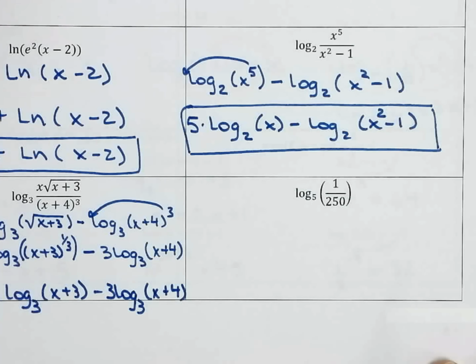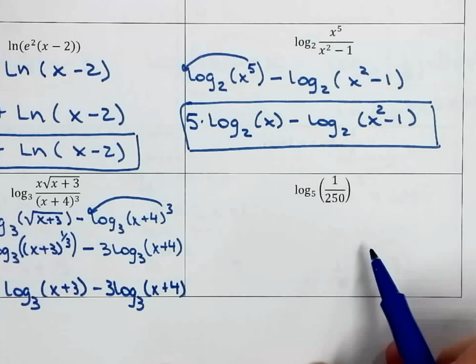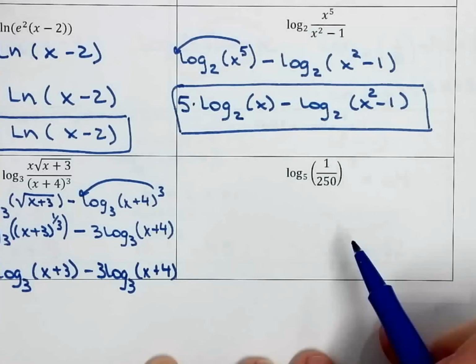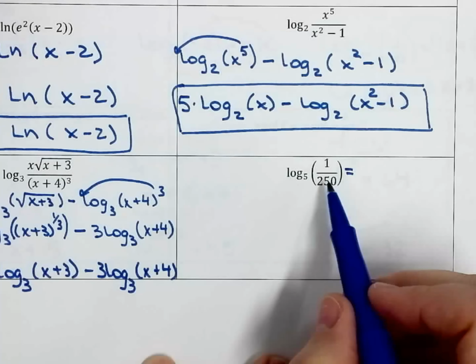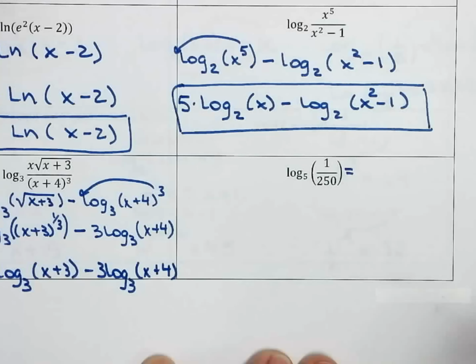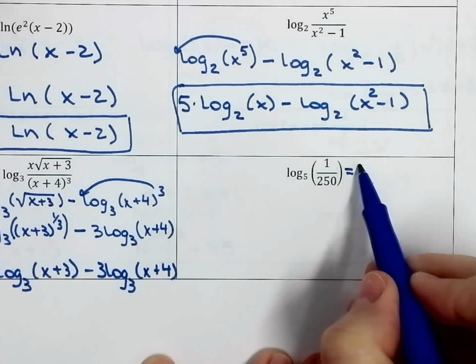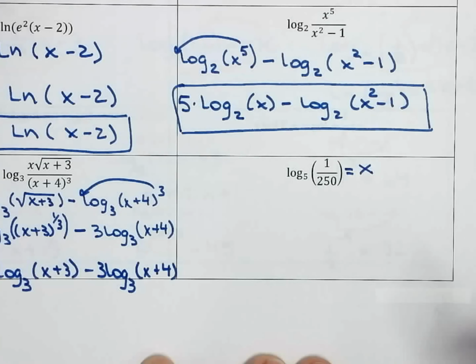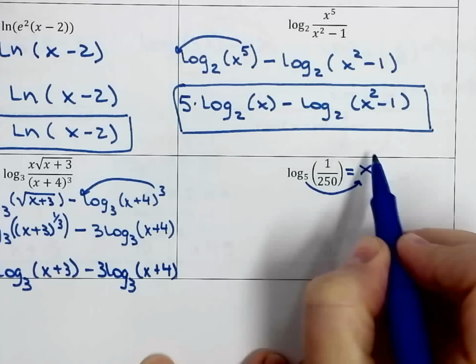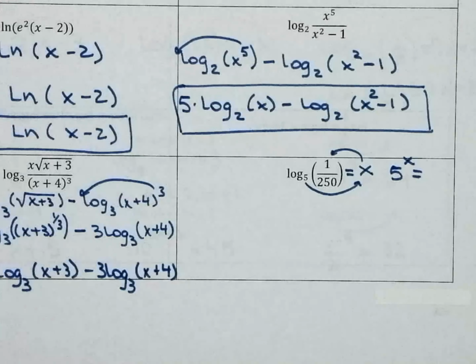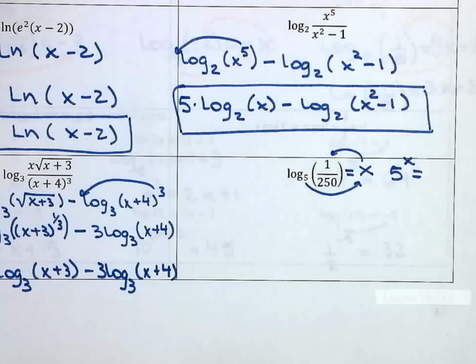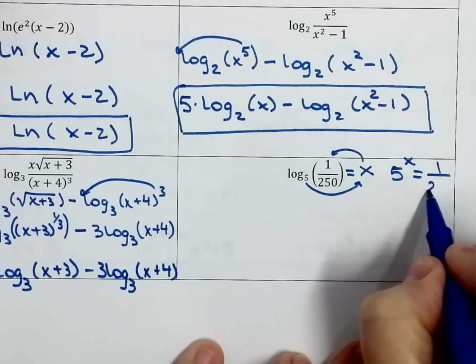Last one. You're like, yeah, right. So this is not as bad as it looks, but let's think outside the box here. So I need to find log base 5 of 1 over 250. Okay, so I see, oh, that equals what? I really want to rewrite this in exponential form. So 5 to the power of x equals the argument. So 5 to the power of x equals 1 over 250.